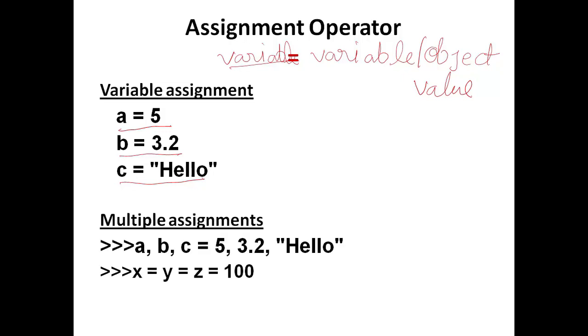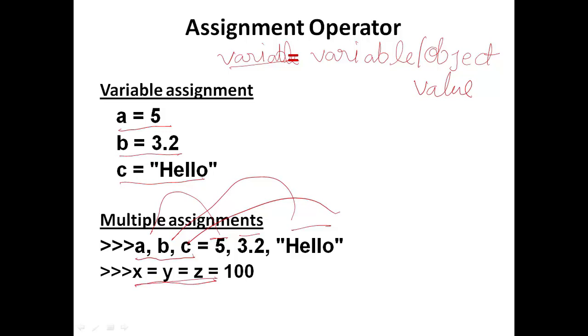Python supports multiple assignment also. See this first line. In this line we have three variables a, b and c separated with commas, and we have three different values, 5, 3.2 and hello. So 5 will be assigned to a, 3.2 will be assigned to b, and the hello string will be assigned to c variable.